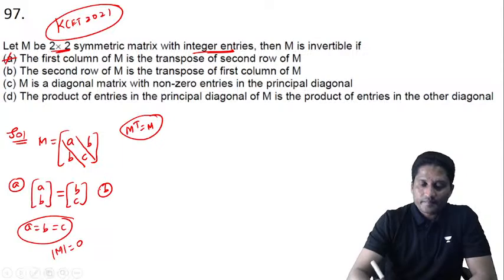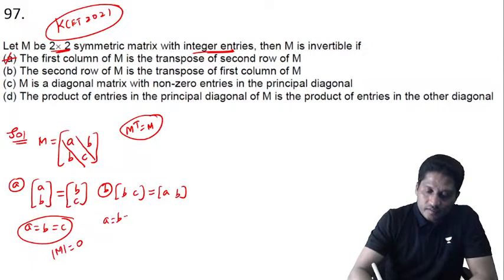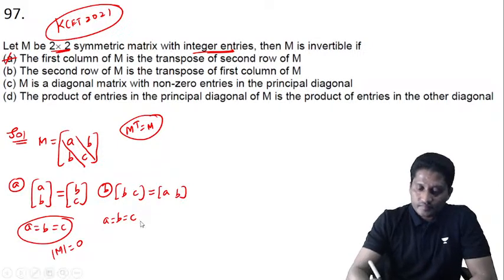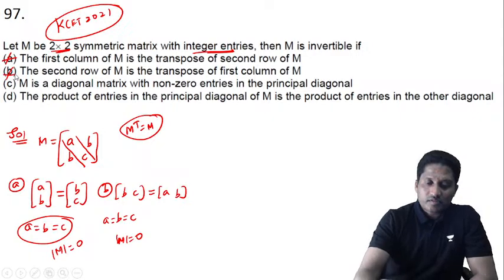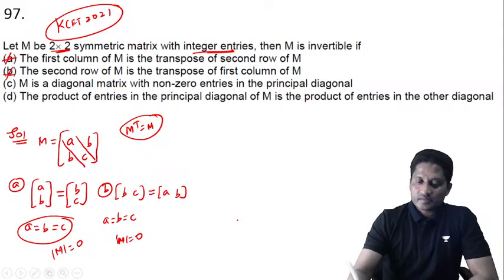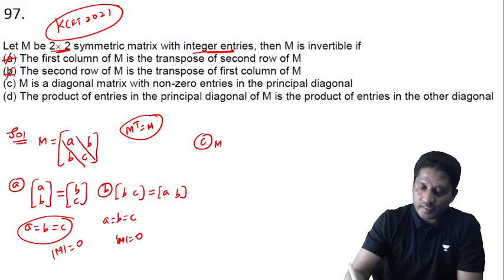Similarly, option B, the second row of M is the transpose of first column of M. Transpose of first column is AB. That is, A is equal to B is equal to C. Again, if I equate, determinant M equal to 0, so inverse doesn't exist. Even this is false. Option C, M is a diagonal matrix with non-zero entries in the principal diagonal.